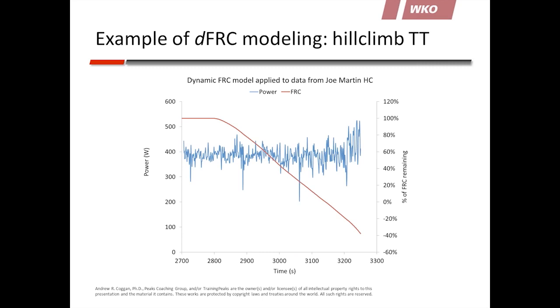So it works well for that person during long intervals. It works during short intervals, but then when you apply the model to their results from a steadier but still supra FTP effort, in this case the hill climb at the Joe Martin stage race, they go negative.